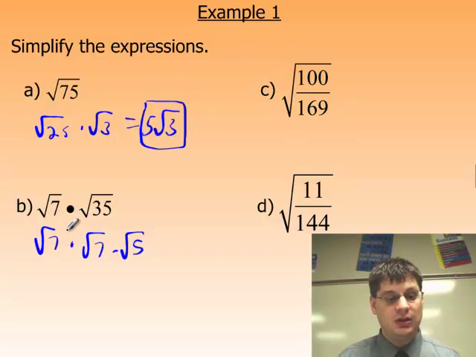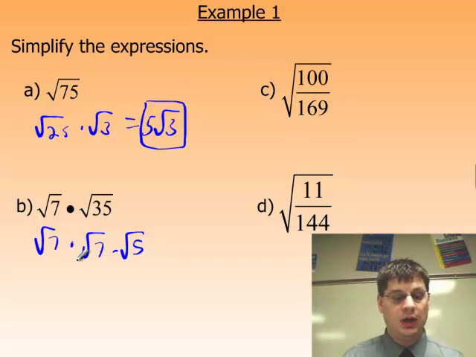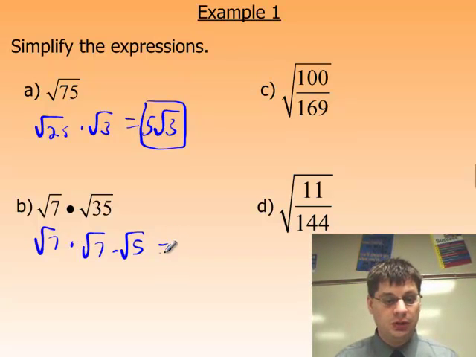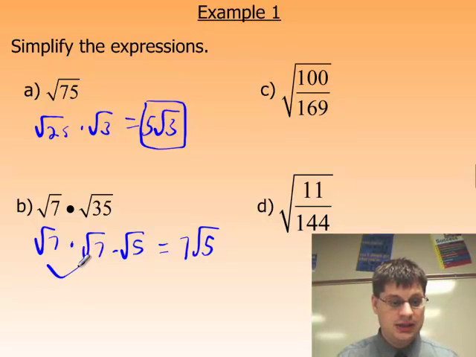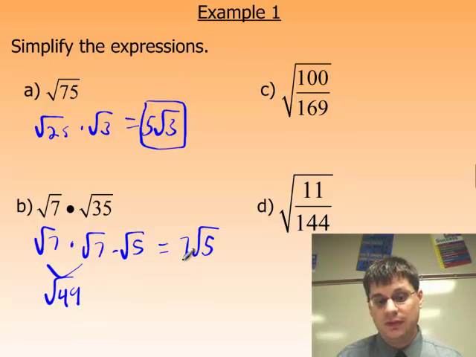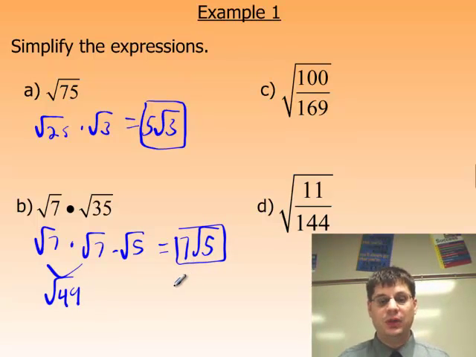Well, the square root of 7 and the square root of 7, we have two of those. 7 times 7 is 49, and 49 is a perfect square. So really, because I have two 7s here, I could just rewrite this as 7 square root of 5, knowing that I could have multiplied these together. That's the square root of 49, and the square root of 49 is 7. So sometimes they present themselves like that.